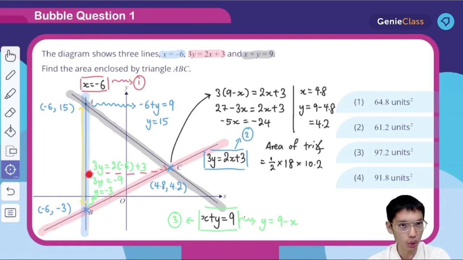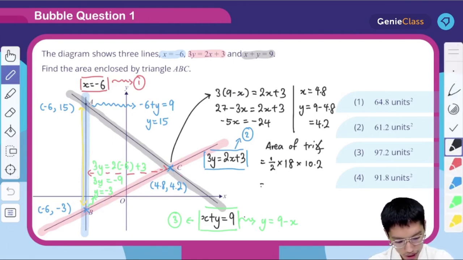What you have given me is the equation of the line. If I want to find the height, this is 6 units long. This is 4.2. So that's where it is the height. And henceforth, this gives me 97.2 units. And henceforth, 3 is the answer.